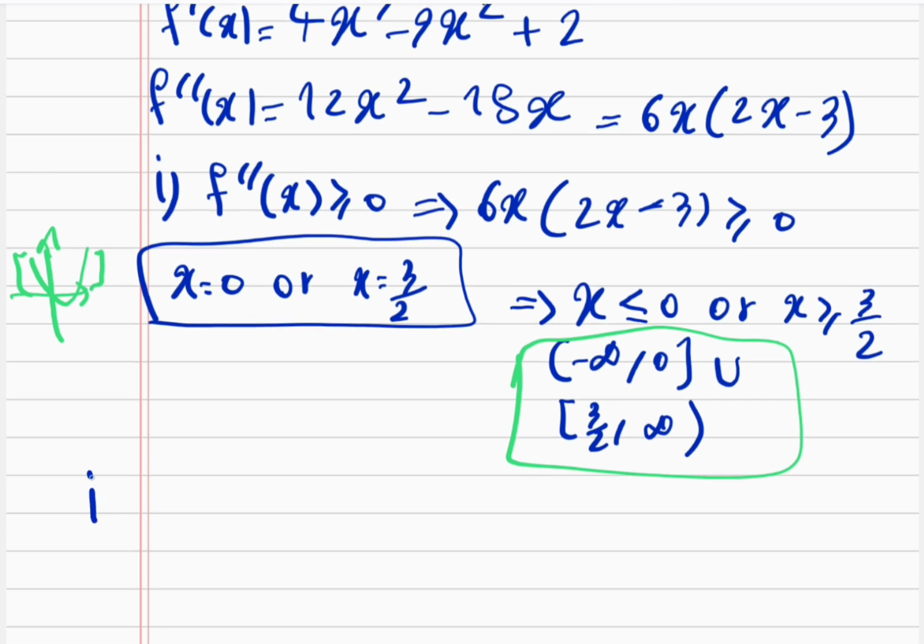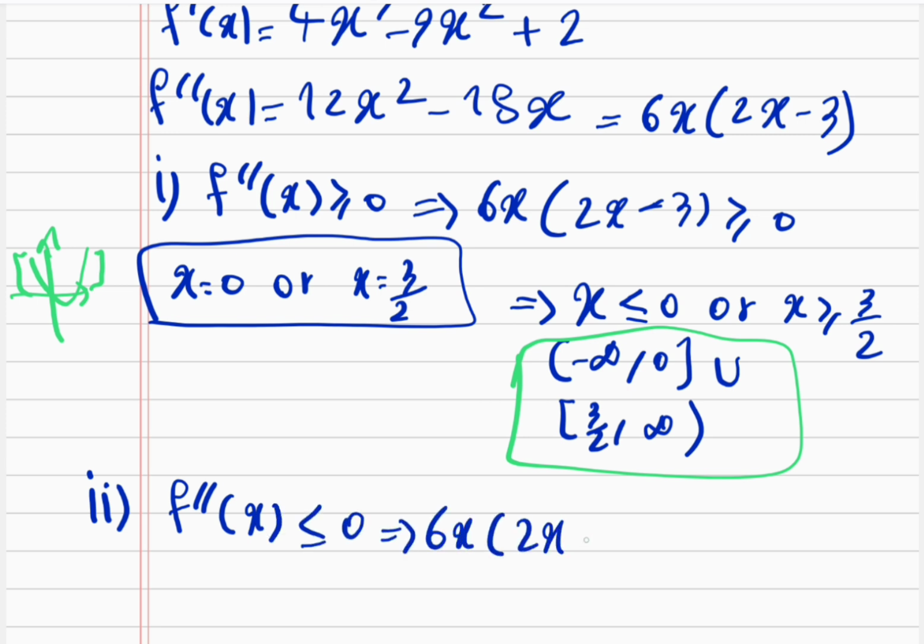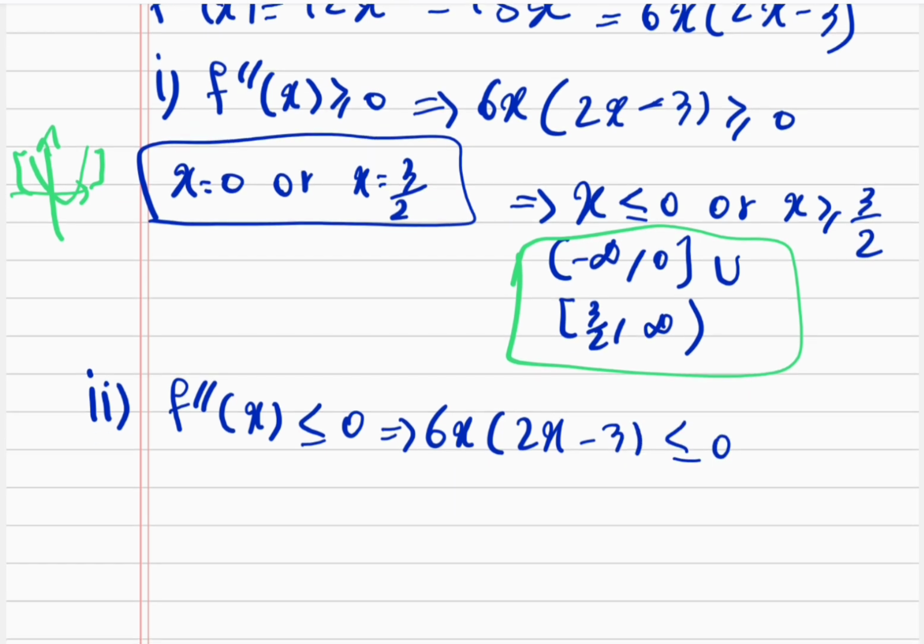Now for the next part, which is showing when the function is concave, this is when the inequality is less than or equal to 0, which means 6x times 2x minus 3 is less than or equal to 0. If you again look at the graph, this time we are talking about the parts of the curve that are less than 0, where the y value is below 0. So that's this part of the quadratic.